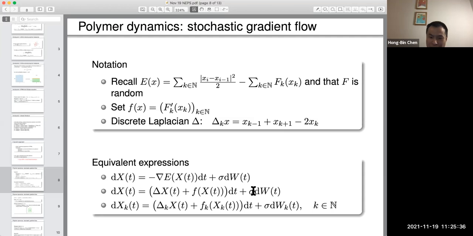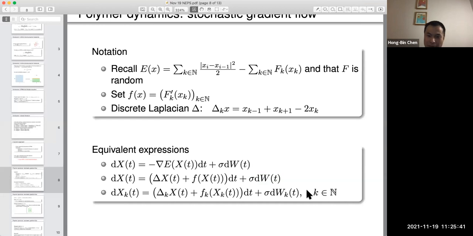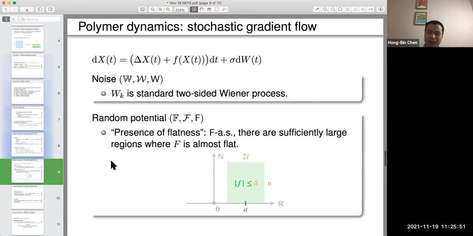And also you have a random part from the Brownian motion. And finally, if you write out everything in coordinates, then this looks like this. So there are two sources of randomness in this dynamics. First is the noise part.